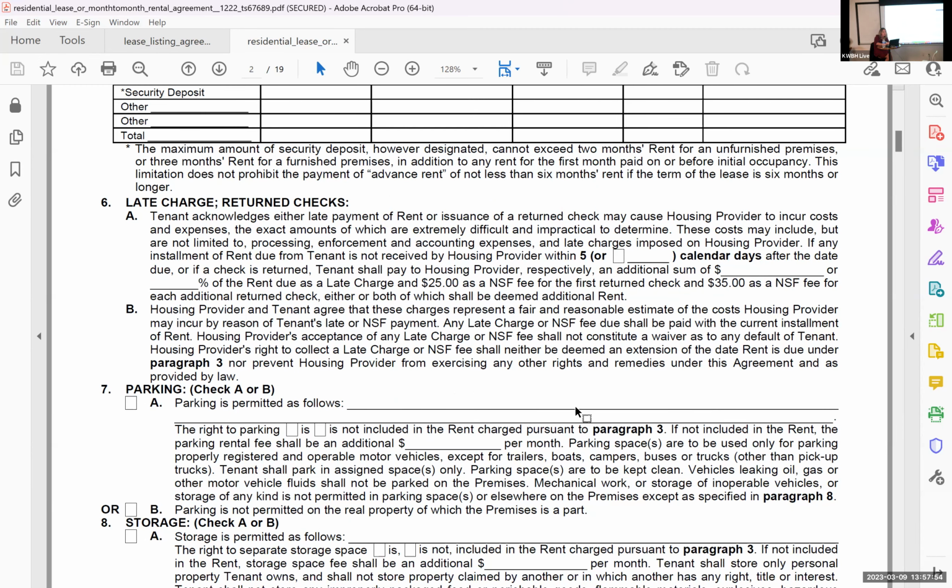Parking's permitted as follows. And if the parking is included in the rent that's charged, or if there's separate parking rent, there are some buildings that have limited parking. If there's enough parking for everyone, they must allow everyone to have a shot at it. But if there's not enough, a lot of times landlords will have a tenant pay for it.